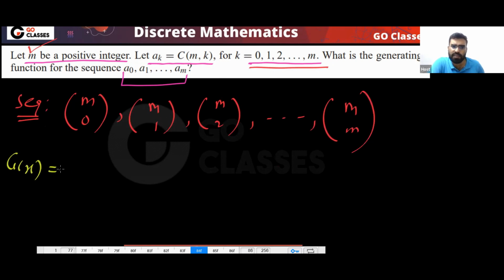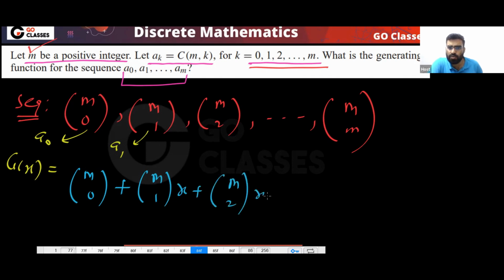So what will be the generating function for this sequence? Remember, this is your A0, this is your A1. So just apply the definition of the generating function. So that will be MC0 + MC1 x + MC2 x squared, and so on, MCM x power M. So what will be the answer? Have you seen this? This is your combination. You have seen this in the binomial theorem, right? Yes or no?